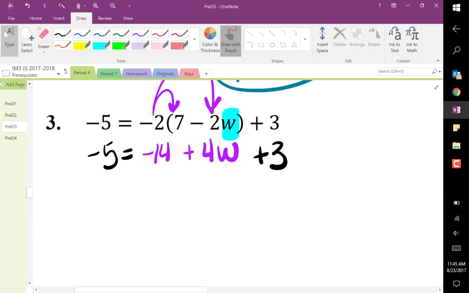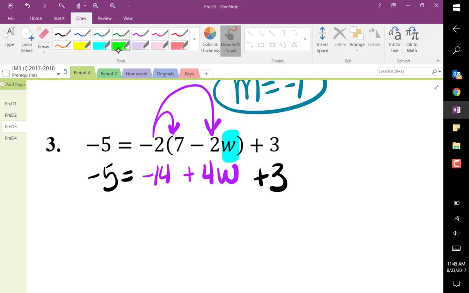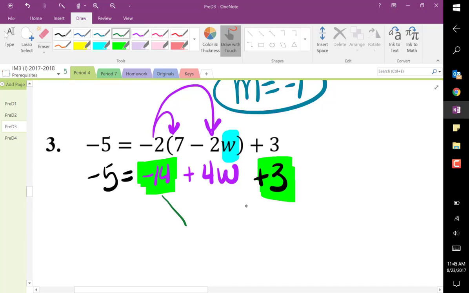Okay, now we're at this problem. Let's look. The left side, I can't simplify anything. Let's look at the right side. Do we have anything that's common or like terms? Yes. -14 and 3. Very good. Thank you. And what do you get when you add them? -11. Very good.